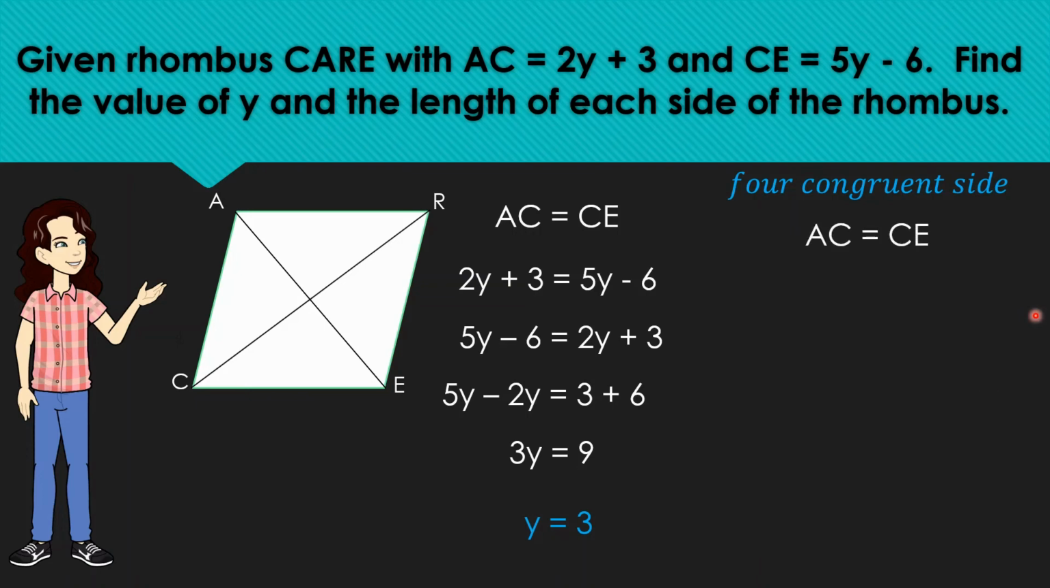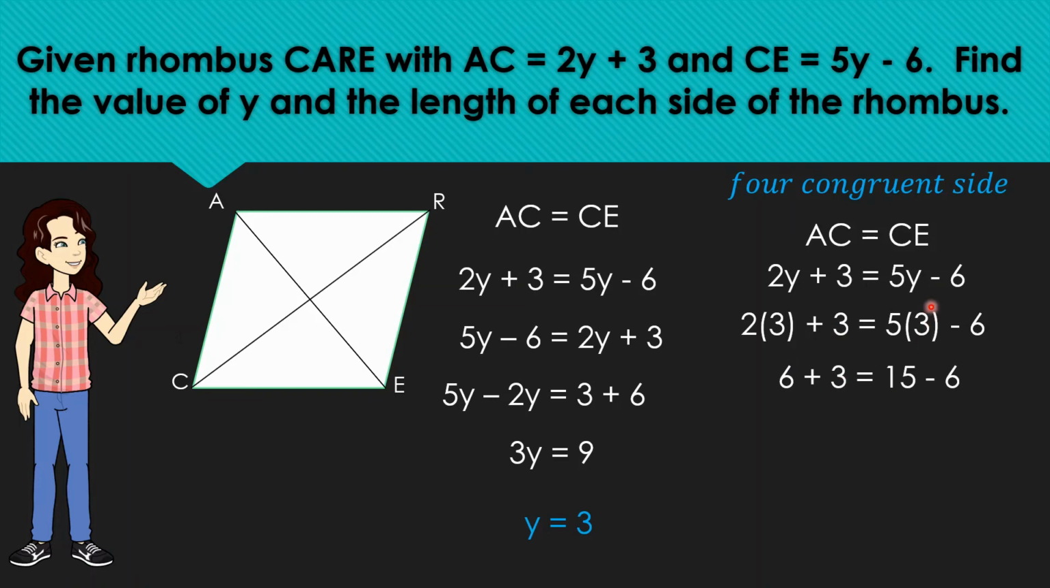So we need to get the measure. Let us substitute the value of y, which is 3. AC is equal to CE. Write the given: 2y plus 3 is equal to 5y minus 6. Then substitute the value of y. So y is 3. So 2 times 3 is 6 plus 3, then 5 times 3 is 15 minus 6. 6 plus 3 is 9 and 15 minus 6 is also 9. So the side AC is equal to 9 units and also the side CE is equal to 9 units. And that's the measure of the sides of the rhombus.